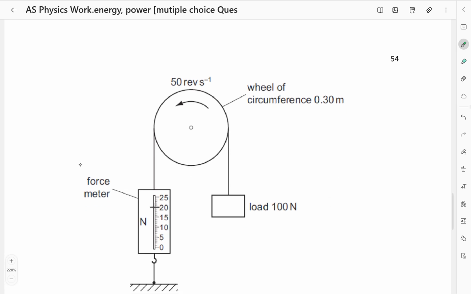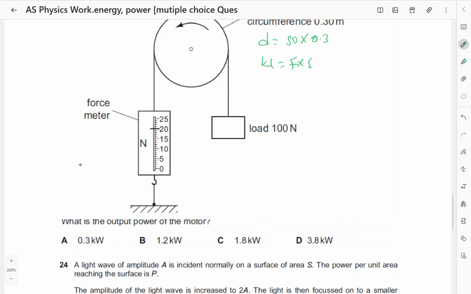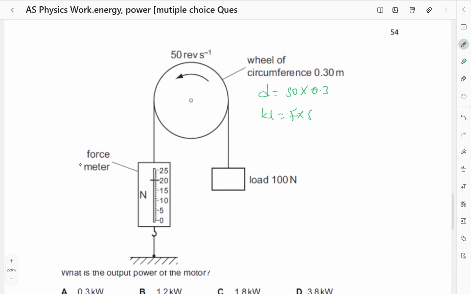If it makes one revolution, remember the circumference is 0.3, and it is making 50 revolutions in 1 second. So in 1 second, the distance covered is going to be 50 times 0.3. That is the distance covered. And work done is equal to force times distance. Let's see what we want here. What is the output power of the motor? So we can find the net force here.